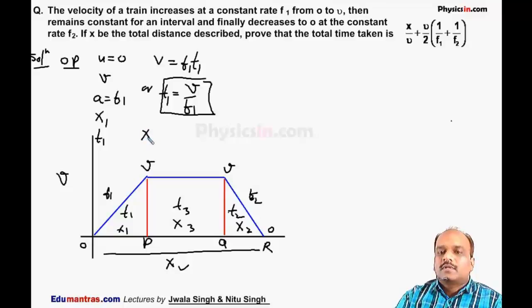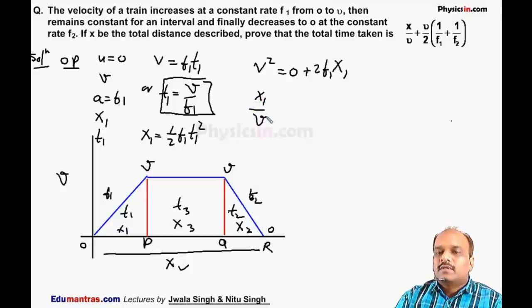Also x1 is equal to ut, u means 0, plus 1 by 2 a, means f1 into t1 square. We can also say v square is equal to 0 square plus twice f1 into x1. So from here I can say x1 by v is equal to v by 2 f1. This is our second expression.